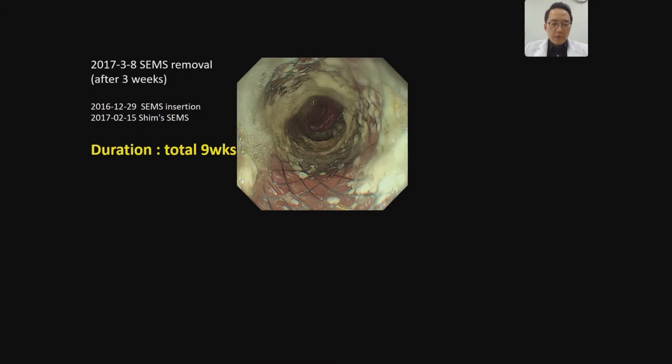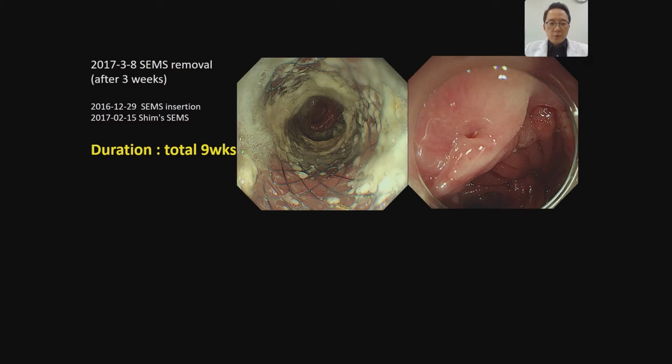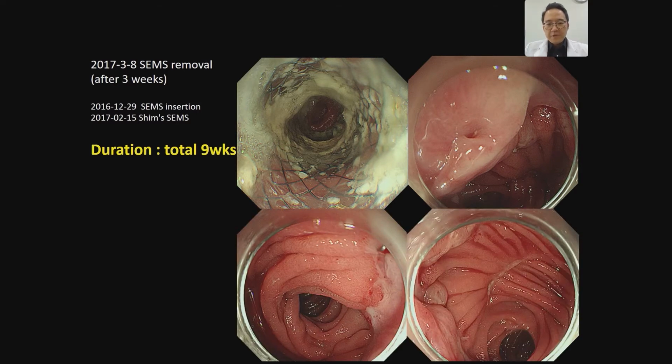After 3 weeks, I removed the previous stent. There's no migration, and you can check the previous leakage site is well healed. This case shows a long treatment time because of the migration, a total of 9 weeks, but the final result is very good.